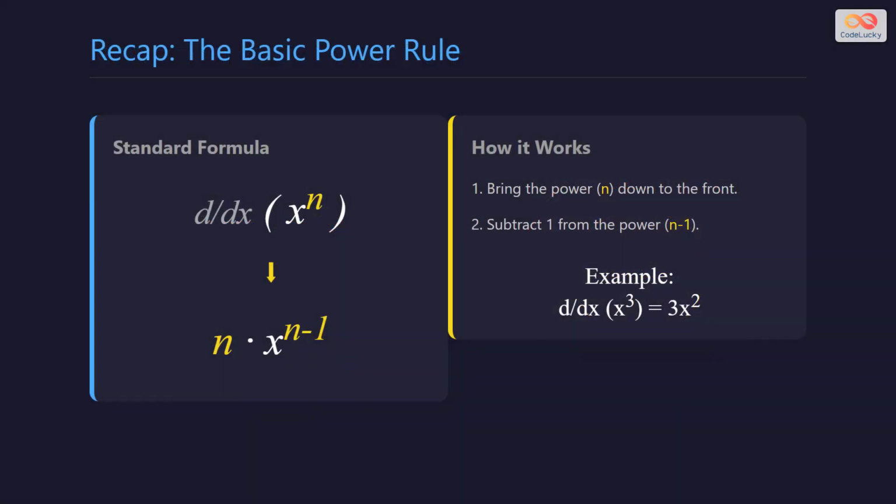Let's quickly recall the standard power rule. When you have just x to the power of n, the derivative is simple. You bring the n down to the front and subtract 1 from the exponent. For x cubed, it becomes 3x squared. But what happens when it is not just x, but a whole function inside?